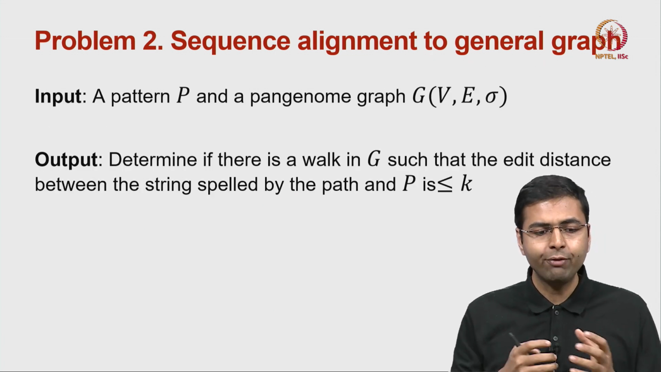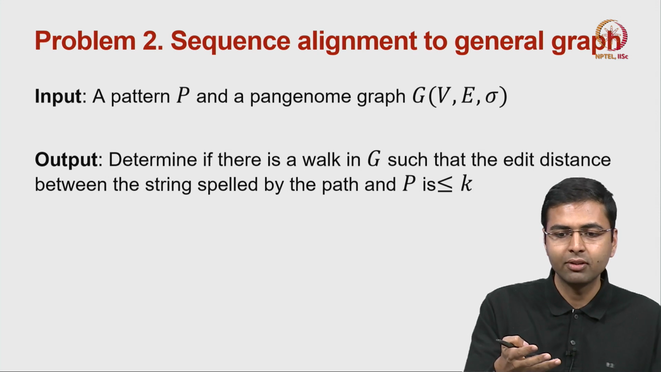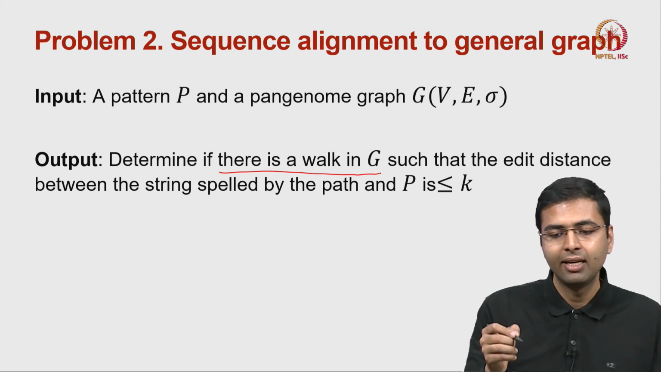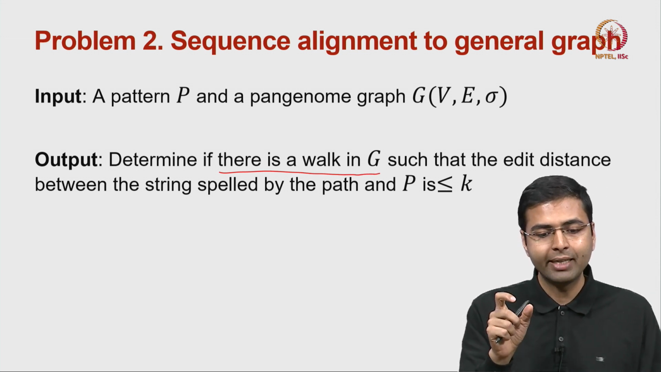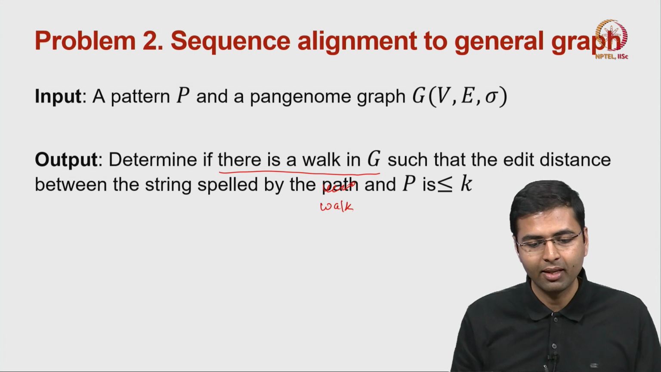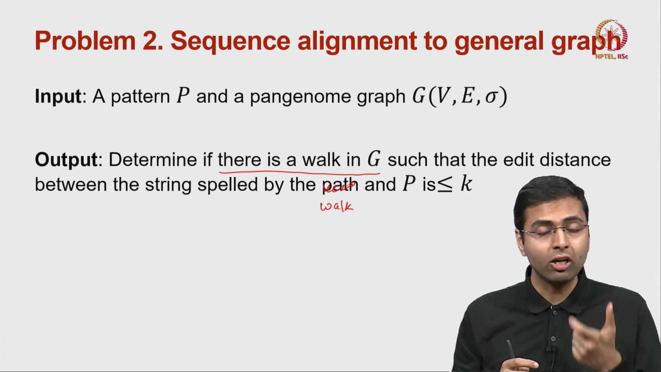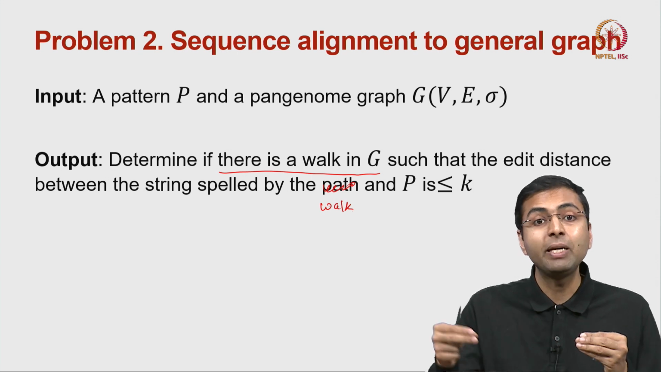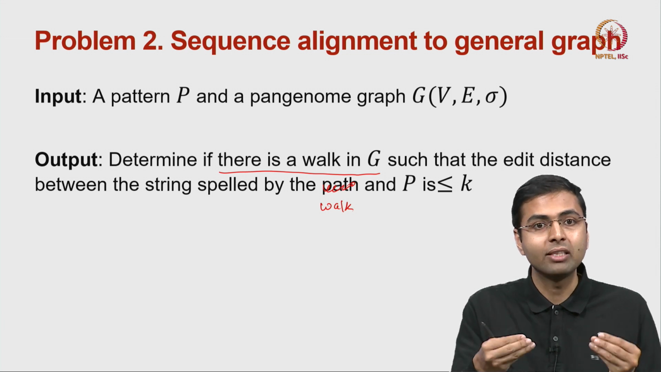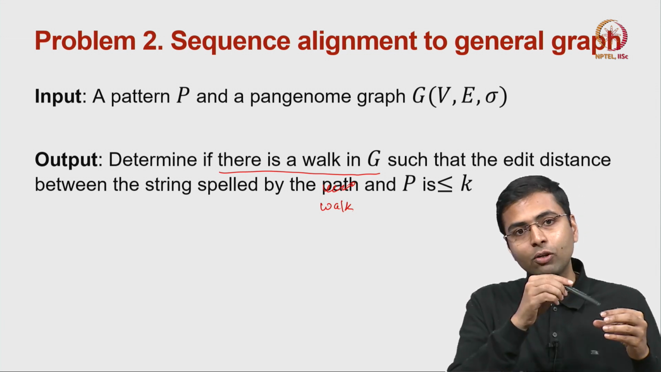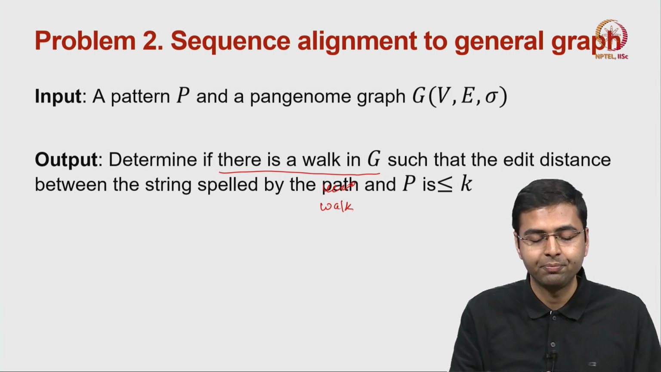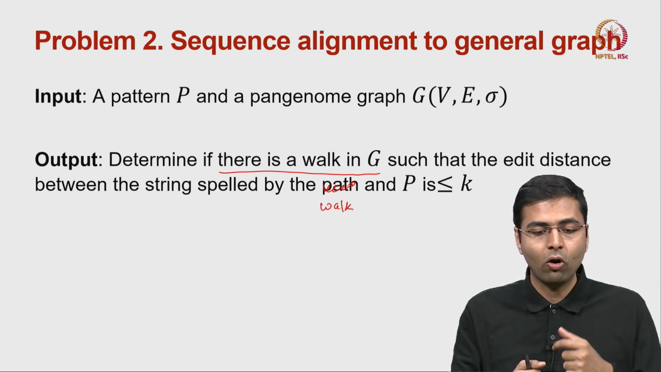So, now we can formulate the problem as follows. You are given a pangenome graph G(V, E, sigma), and we want to determine if there is a walk in G such that the edit distance between the string spelled by the walk and the pattern is less than or equal to k. Now, we are using this term walk because it can also happen that vertices can repeat in a walk, right. So, a walk can include a vertex more than once. So, it can happen that you have a pattern and you want to use a cycle and traverse it multiple times in the graph to align it with lower edit distance. So, that is why instead of path we are using the term walk here.